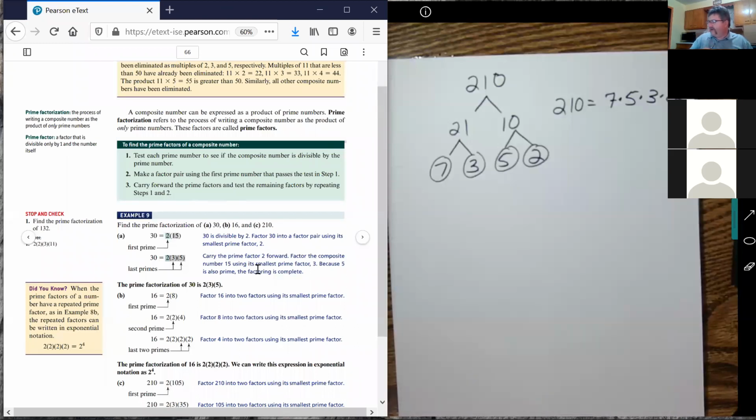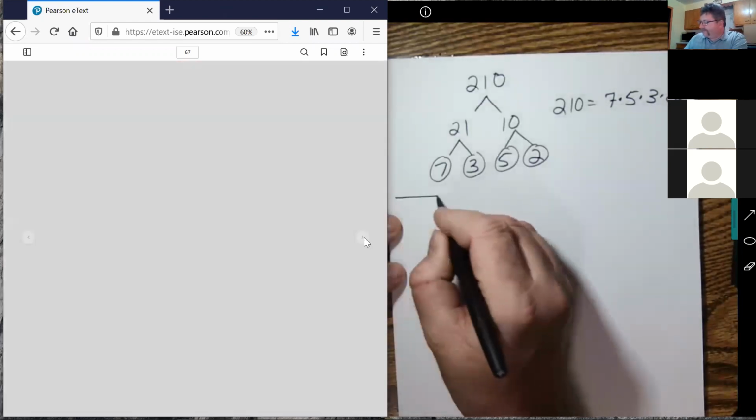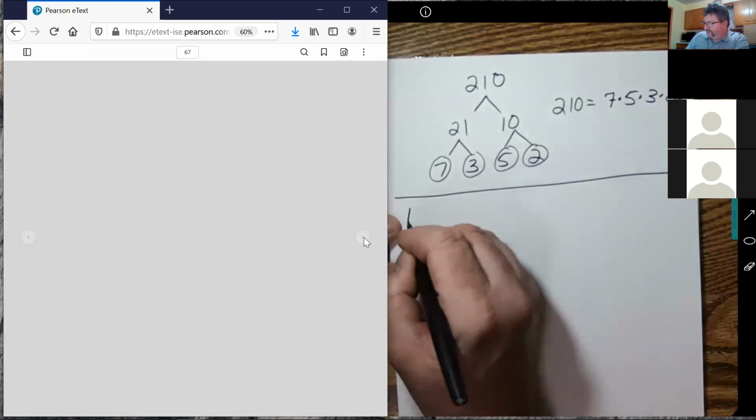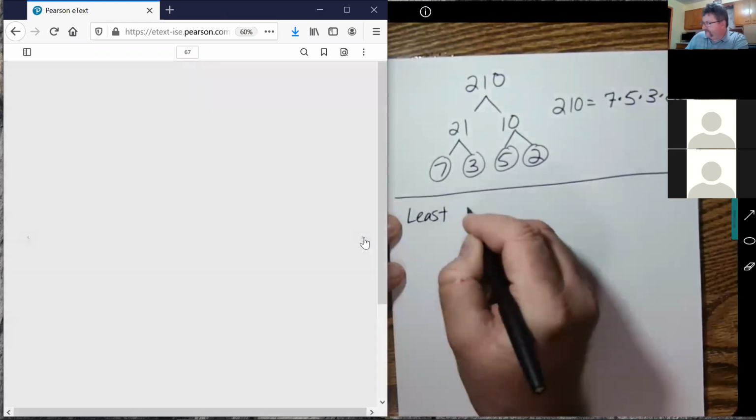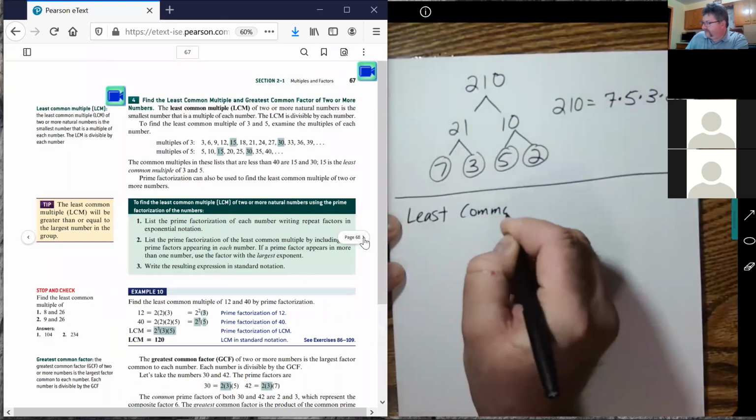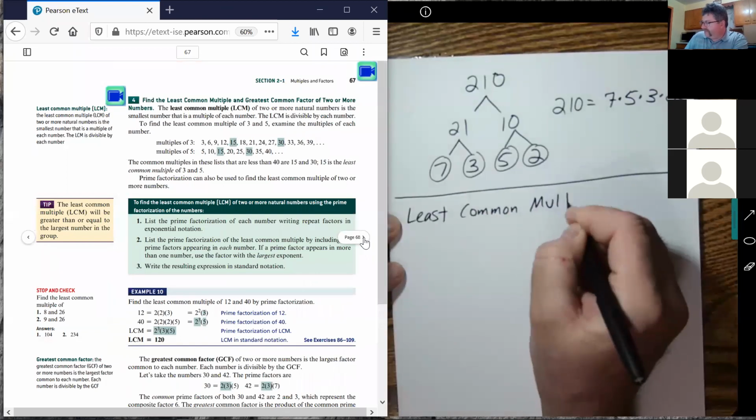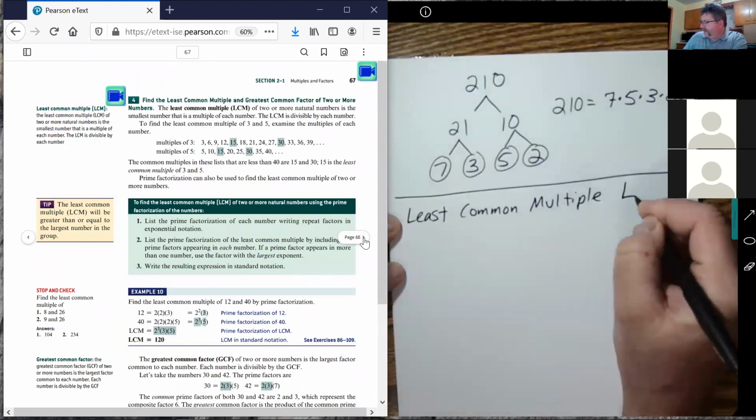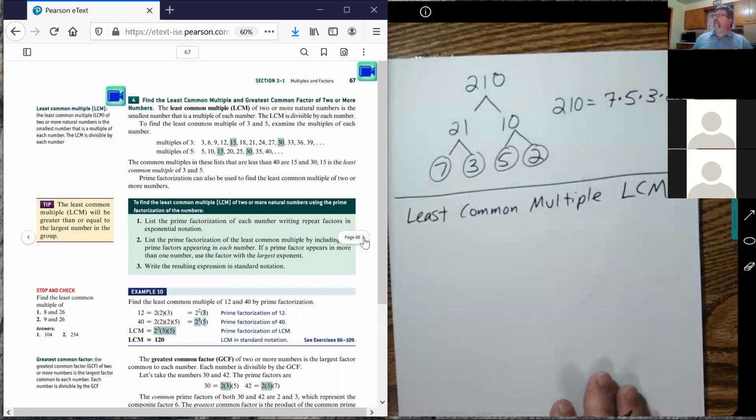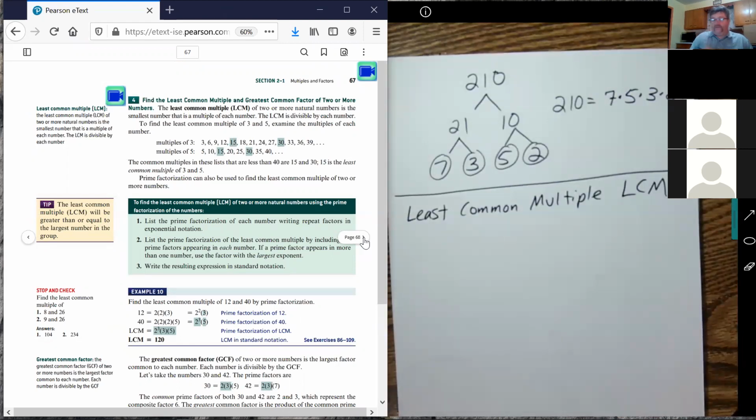All right, we're going to come back to factoring in a minute. But right now on the next page, our book is asking us to find something called the least common multiple, or LCM for short. And then also we'll find the greatest common factor in a minute. So least common multiple. Well, what were multiples?